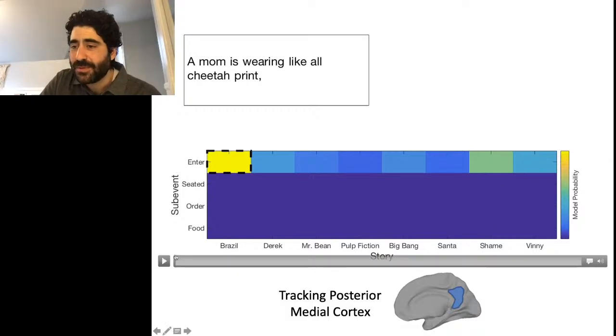Okay, so I'm going to play this example. Again, if the audio is annoying to you, you can just turn it down for a minute.